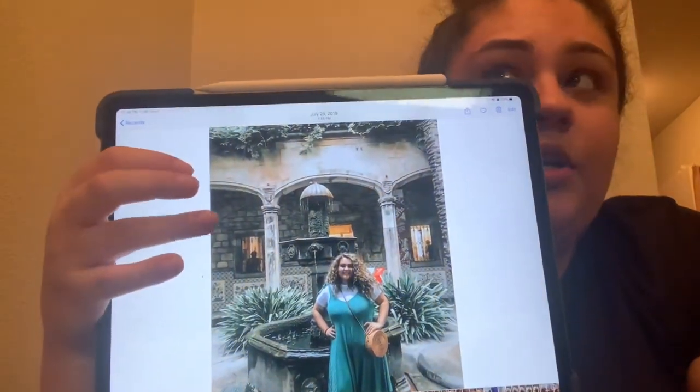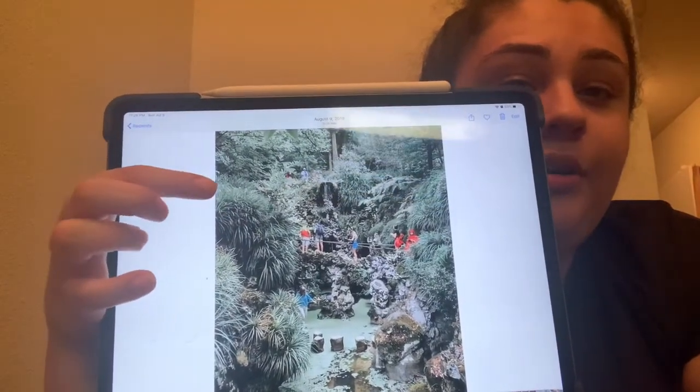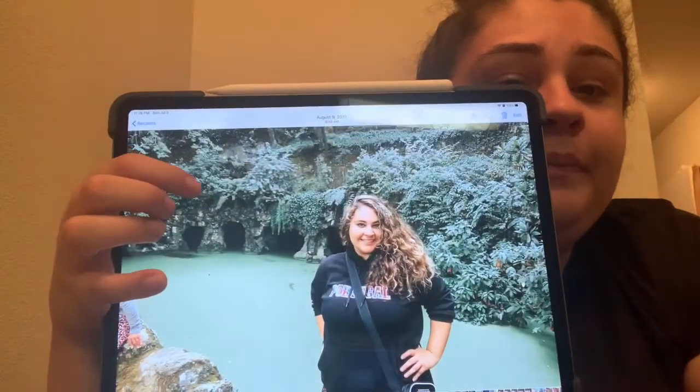I also traveled on my own to Portugal. This is a picture in Sintra, Portugal. It was so beautiful. It was just a really amazing experience. I would not be able to elaborate enough on how much fun it was and what a great learning experience it was.